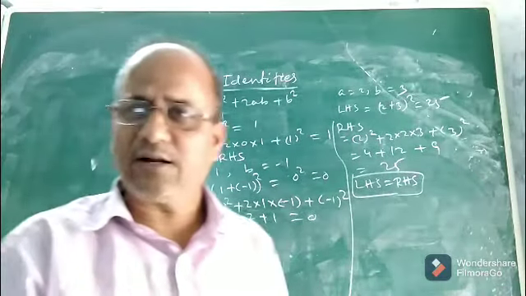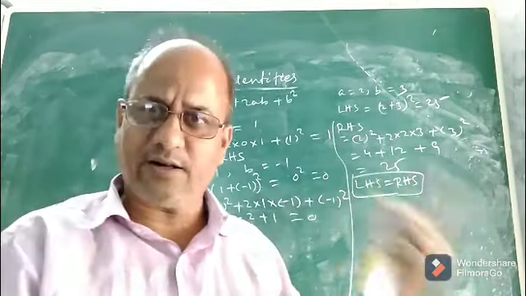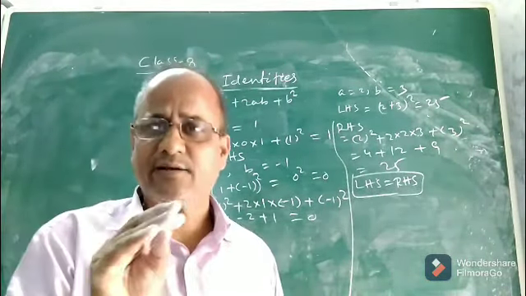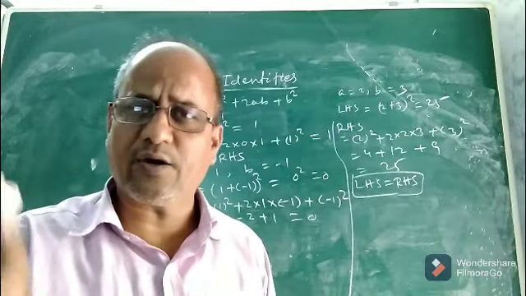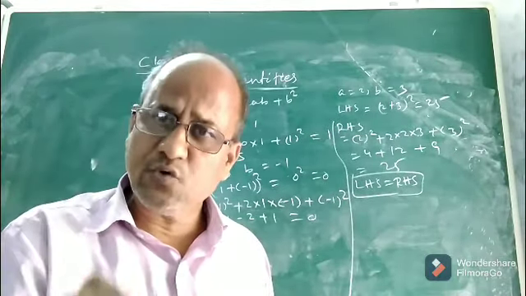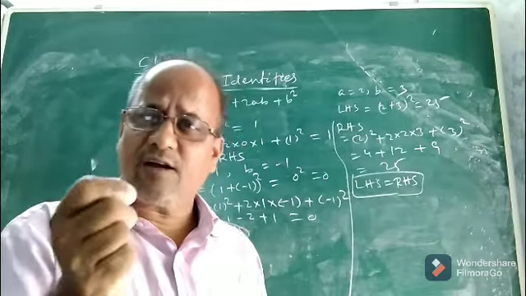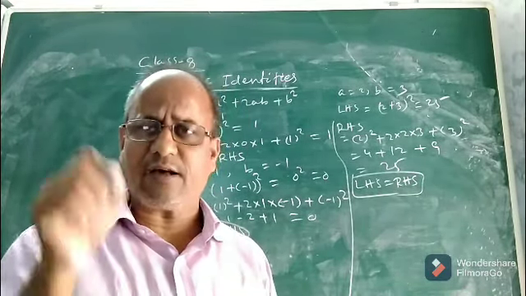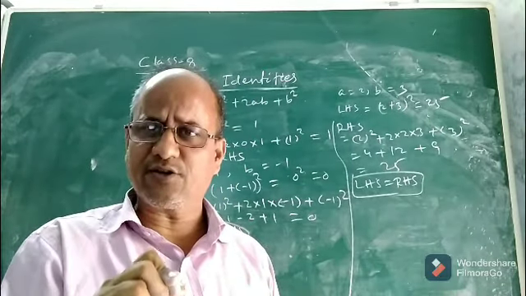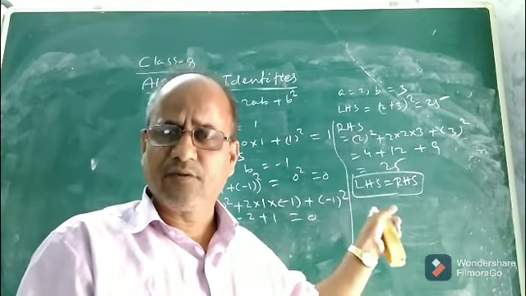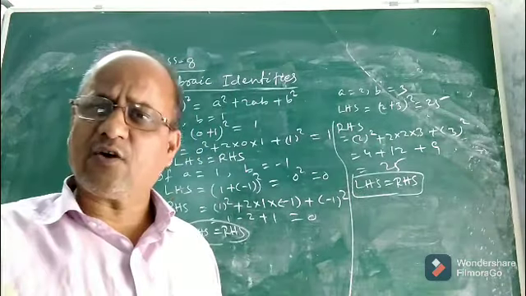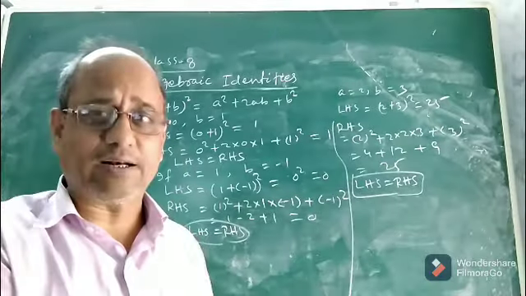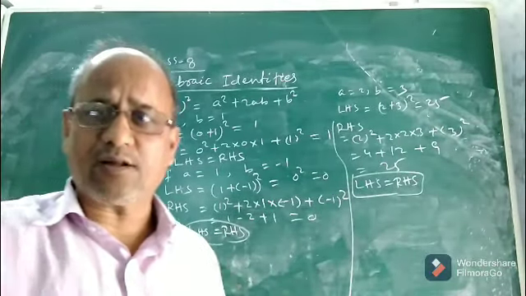Okay, so now we can easily define what is an identity and what is an equation. Equation, as I said, is nothing but a statement of equality between any two expressions which is true for a fixed number of values or certain values of the variables or unknowns present in it. But identity is also an equation. Every identity is an equation, but every equation is not an identity. That is the difference between equation and identity.